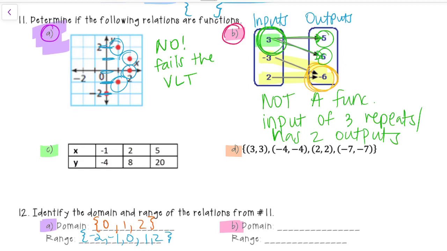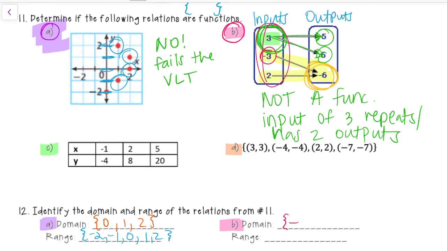In problem number 12B, we're asked about the mapping diagram from 11B, and our domain, those are all of our inputs, and they're in their own bubble for us. Remember, we start with curly brackets. And then we write them in order from least to greatest. So least would be -3, next would come 2, and then comes +3.